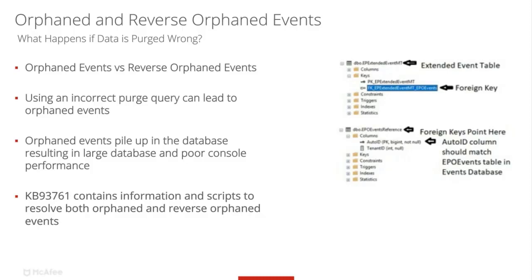For both of these issues, we have a knowledge base article, KB 93761, which provides scripts that can show you how to identify that you have orphaned or reversed orphaned events, and they also provide scripts on how to clean them up if they exist. So that is the end of my presentation. Over to you.